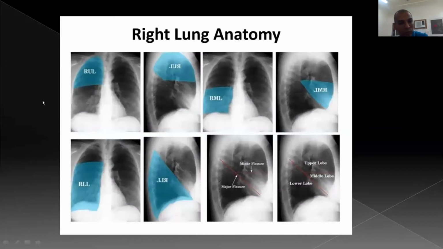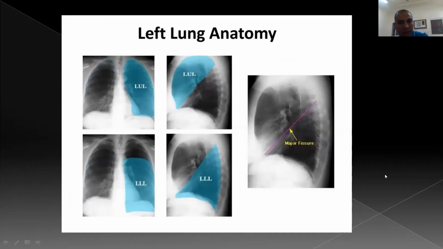If we need to know the right upper lobe collapse, it will occupy this upper lung zone, and in the lateral view, it will occupy this zone, bounded by the horizontal fissure inferiorly. While the right lower lung lobe will occupy the middle and lower lung zones, and in the lateral view, it will be behind the oblique fissure. While the right middle lobe collapse will occupy this area, and in the lateral view, it will be bounded between the horizontal fissure and the oblique fissure infero-posteriorly.